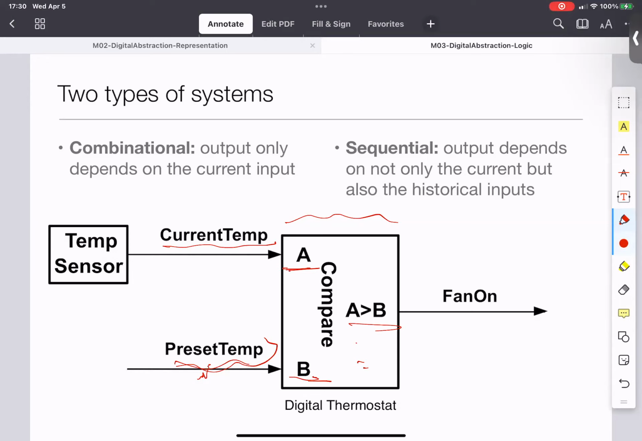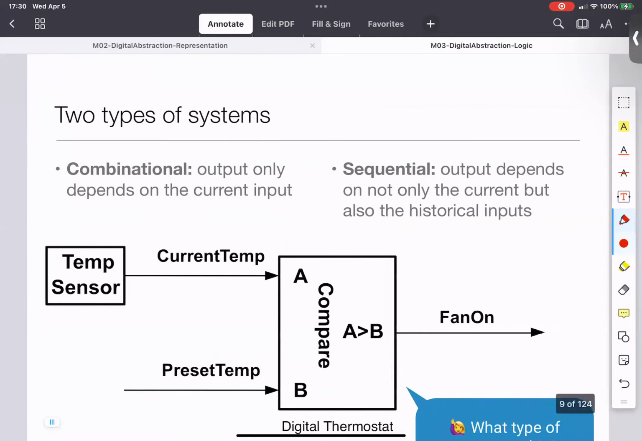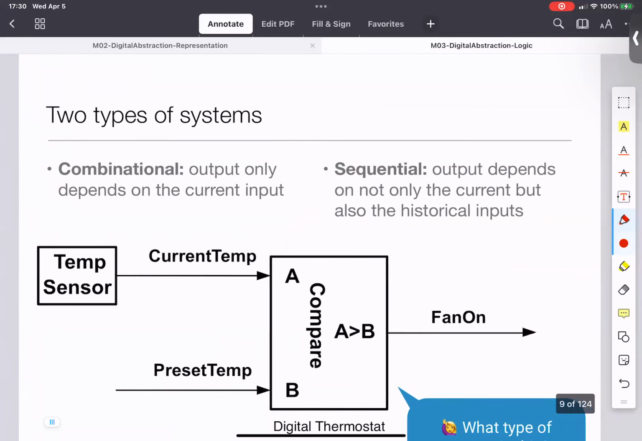So operations like arithmetic operations, A plus B, A minus B, A greater than B or not, those kind of things, they are all examples of combinational things. There is no memory of the past. So that's an example.